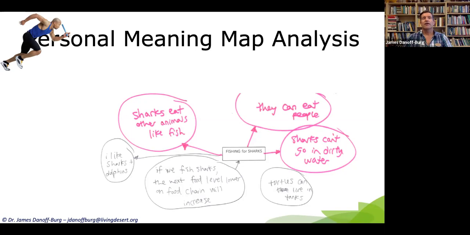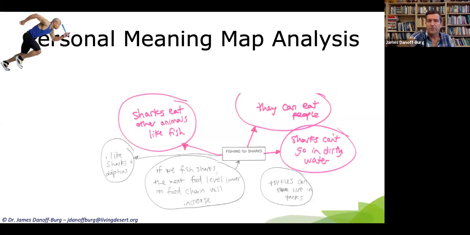Okay, so think about how you could do a personal meaning map analysis with your question. Maybe you get a group of people together, or maybe it's your staff. You bring your staff together or your students together and you say, okay, I'm interested in knowing what you all think about or know about rancher conflict with predators.